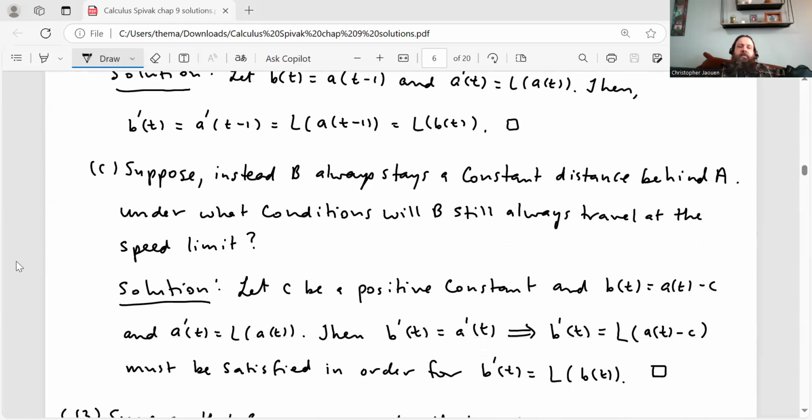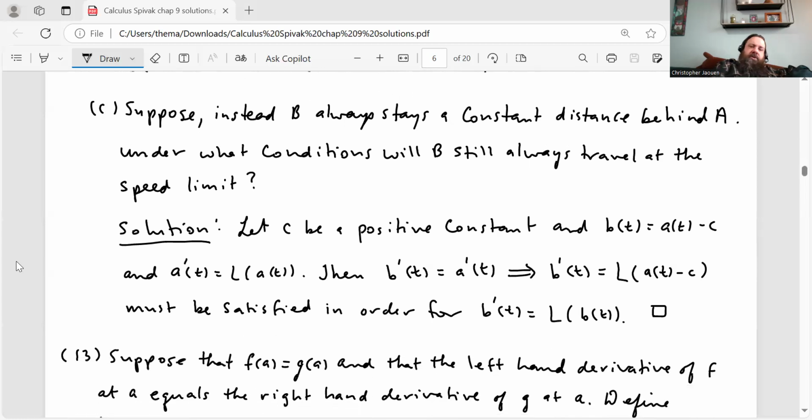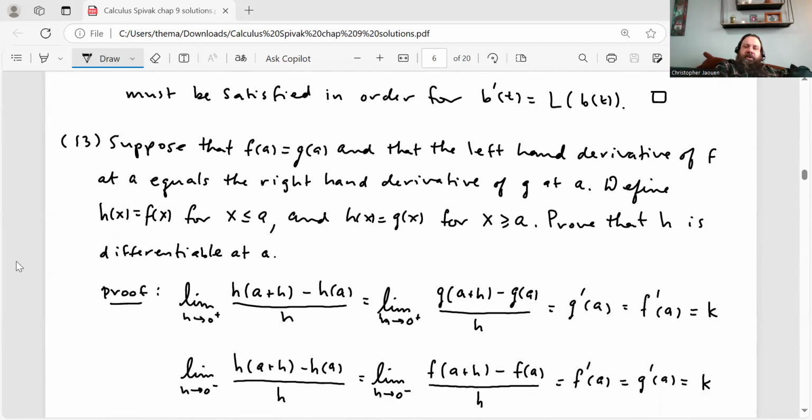Part C, suppose instead B always stays a constant distance behind A. Under what conditions will B still always be traveling at the speed limit? So solution, let C be a positive constant and B of t then would be A of t minus C. So B of t is always behind A by the same distance, right? And A prime of t equals L of A of t because A is always traveling at the speed limit. Then B prime of t is A prime of t, which implies B prime of t equals L of A of t minus C must be satisfied in order for B prime of t to equal L of B of t. All right, question number 13.